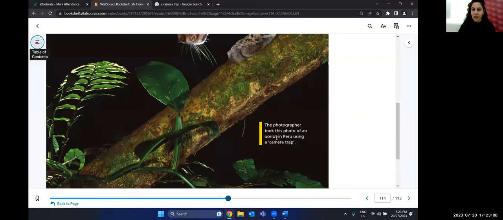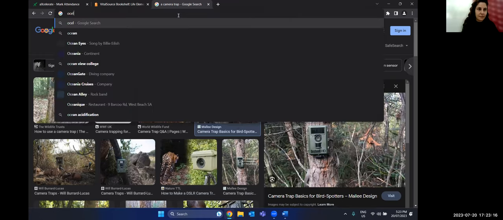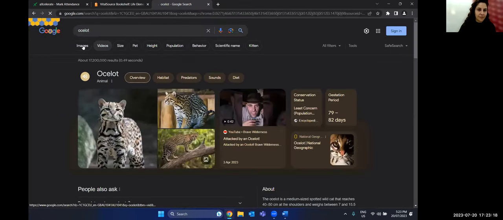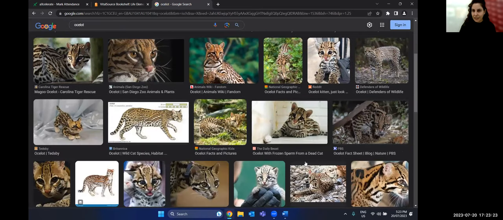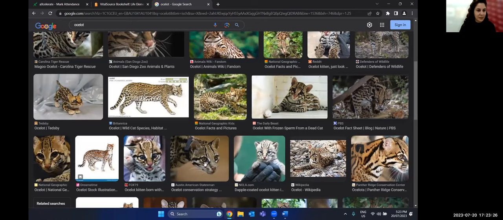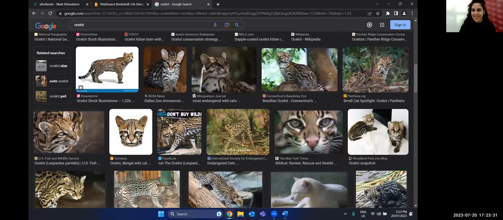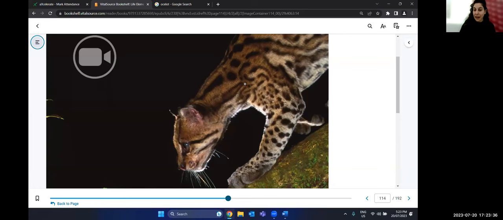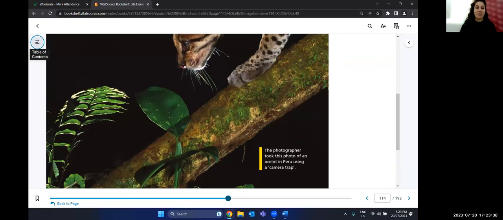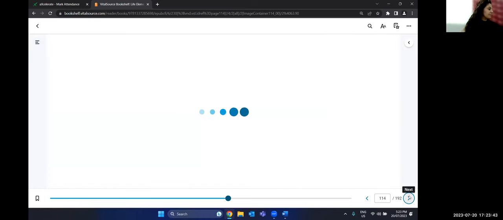Filming an ocelot. So that's this cat-like animal, ocelot. Very cute, but maybe very dangerous. So that's the animal. Okay, so that's what we know from the caption. We read the caption, we understand the photo. So let's go to the next page.